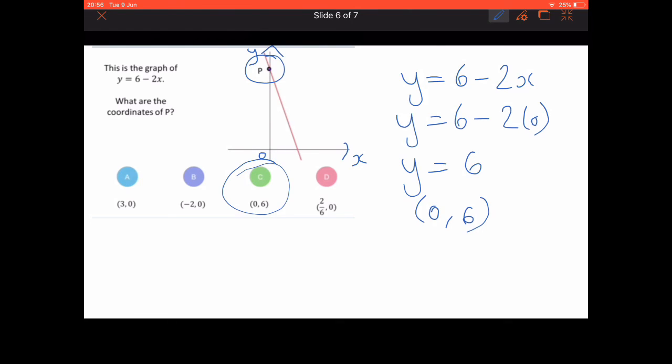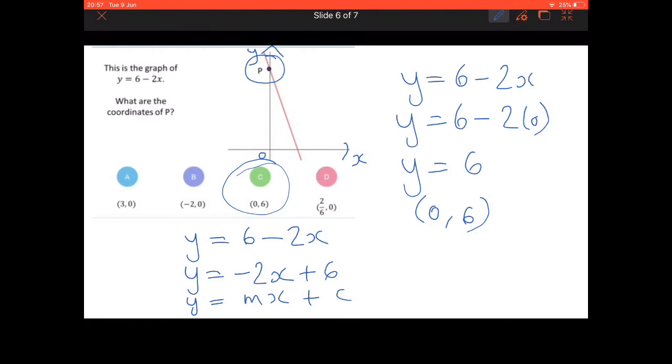Alternatively, we could have taken the equation y equals 6 minus 2x and rearranged it into the form y equals mx plus c. So we get y equals negative 2x plus 6. c is the y-intercept. You can see that c is 6. We know in the y-intercept that the x-coordinate is 0, so that gives us a y-coordinate of 6. So you could have done it that way as well.